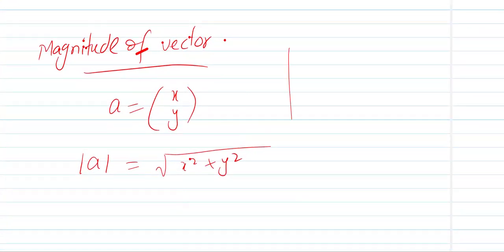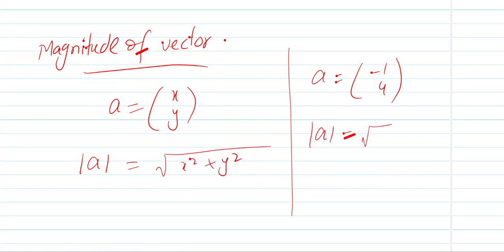Let's say, for example, you have a vector A, it is minus 1, 4, and you want to find the magnitude of A. So how would you find it? The x component square plus the y component square. If you calculate this, 1 plus 16, 17, the square root of 17 will be its magnitude. The magnitude of this one will be this.